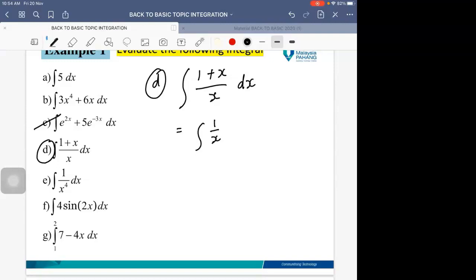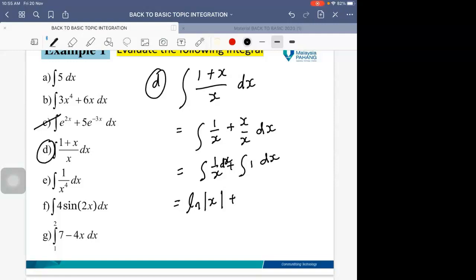1 over x plus x over x dx. Okay, then you simplify your function first, so that it is easy for you to integrate. This will give you integrate 1 over x dx plus integrate 1 dx. Remember, integrate 1 over x, you should get ln absolute x. And then integrate 1, you should get x, and then plus C. Okay, good.